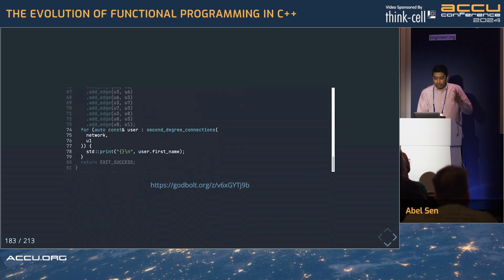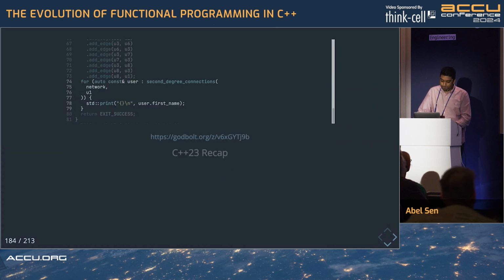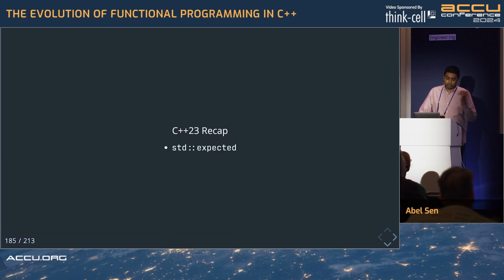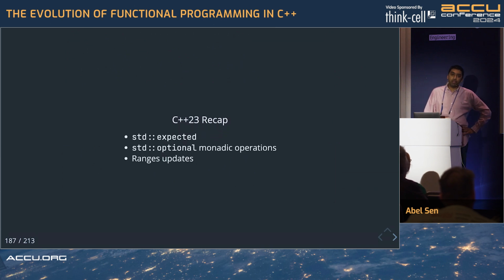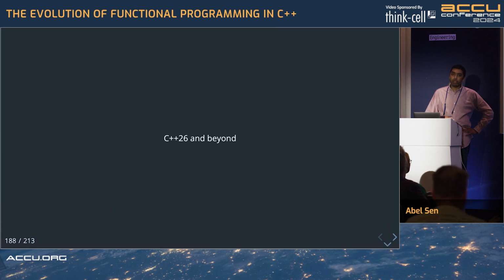And so in my main function, I can actually iterate over the result of second degree connections as before. And this will occur lazily just as it would with any other range. And we get the benefit of laziness there. So to recap, we get pseudo-expected, pseudo-optional, and its monadic operations updates, and range view updates. So looking to C++26 and beyond.